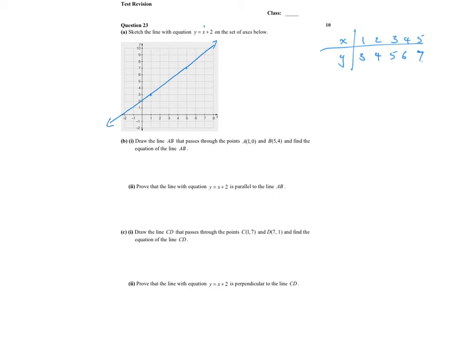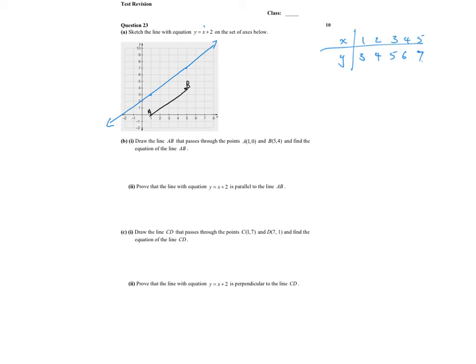On the axis below, draw the line AB that passes through the points (1, 0) and (5, 4). So where's (1, 0)? (1, 0) is there. (5, 4) is there. And I just draw the line to those points. Okay, so that's the line from A to B.